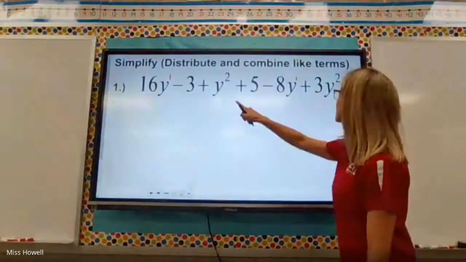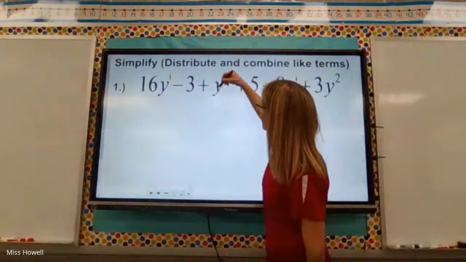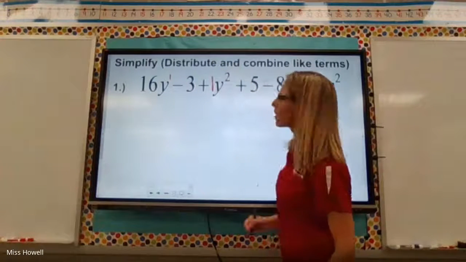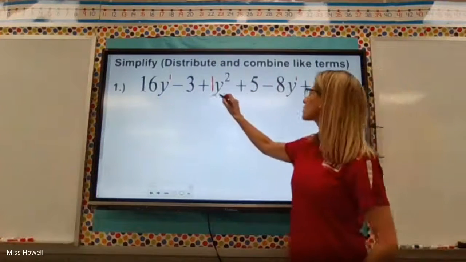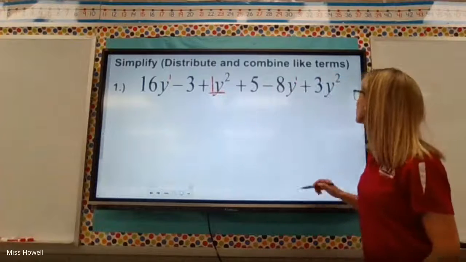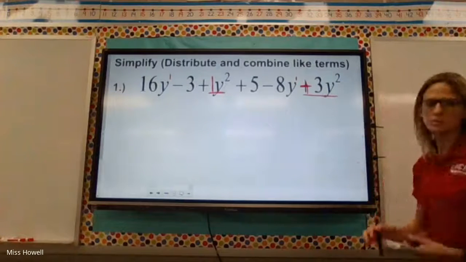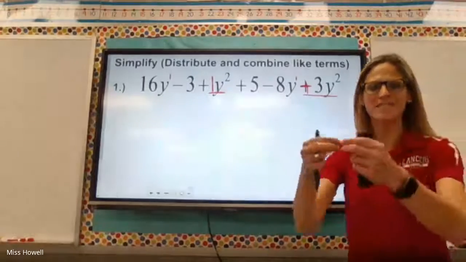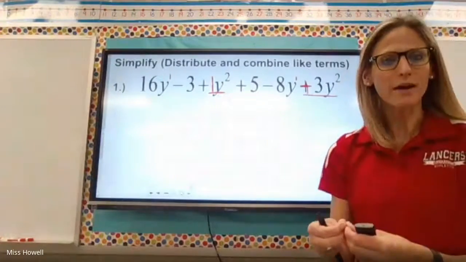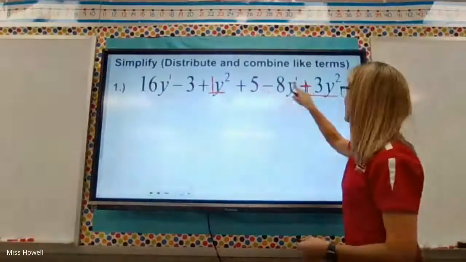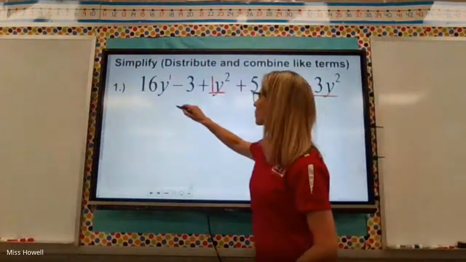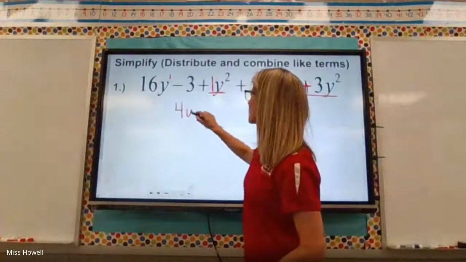I'm going to start with this y squared. It has nothing in front of it, so please remember that's 1y squared. So we're taking this 1y squared and adding to it this 3y squared. We're taking those two things and we can put them together. That's how we simplify our y squared. So 1 plus 3 more would give us a total of 4y squared.